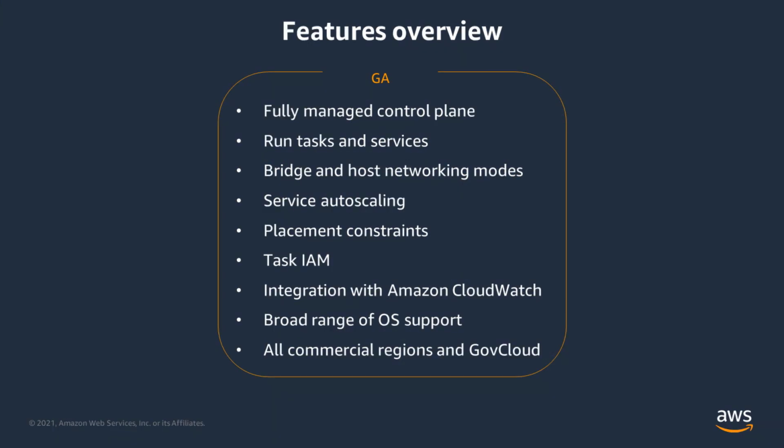Just to recap what has already been released, as I mentioned, ECS Anywhere is already generally available. It was launched in May. All of these features are there: a fully managed control plane, and you will be able to run tasks and services. You can even scale the number of tasks, right? So the auto scaling at the application level is already there. You can use placement constraints. So if you want to divide your compute capacity into, let's say, expensive hardware and cheap hardware, you can partition it and guide the containers to the right set of hosts. The task IAM already works. Integration with AWS CloudWatch, all of those things are already in place.